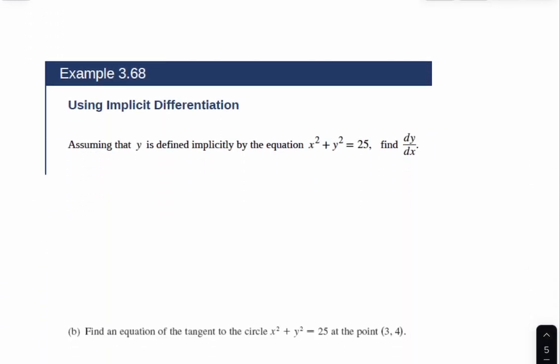Okay, so let's talk about this. They have an equation of a circle. X squared plus y squared equals 25 is a circle with its center at 0, 0, and a radius of 5. And they want us to find dy dx. What is dy dx? That is the derivative of y in terms of x. You can also call that y prime if you like.